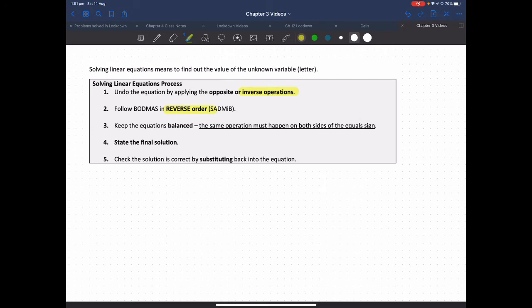We keep the equations balanced. That means what I do to one side of an equal sign, I must do to the other. So if I had x plus 3 equals 4, if I said I'm going to take 3 away, I must do that from both sides of the equal sign. So x plus 3 minus 3 is x. 4 minus 3 is 1. That tells me x is equal to 1.